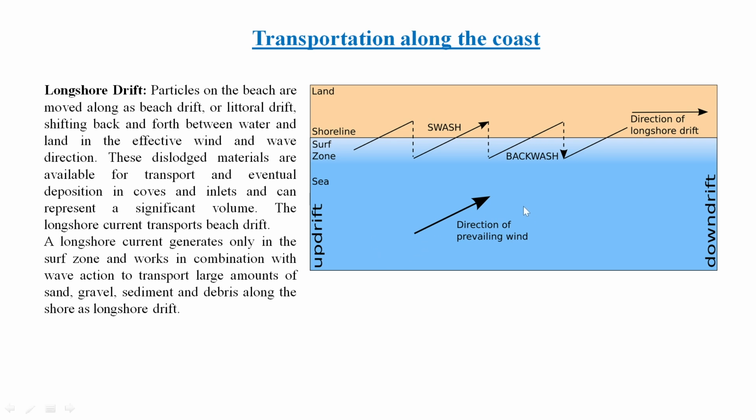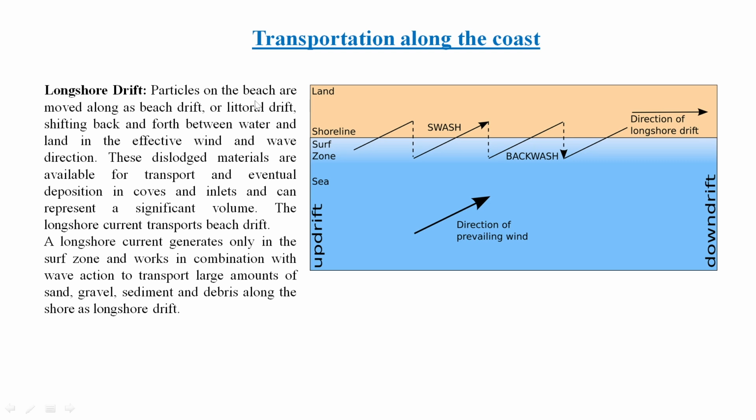If the prevailing wind direction is like this, then obviously the swash mechanism will move parallel to the direction of the wind, and then there will be backwash again towards the sea. Again the swash will move in the direction parallel to the prevailing wind. If the direction of the prevailing wind is exactly orthogonal or perpendicular to the shoreline, only in that case swash and backwash will go on continuously in a straight line. Other than that, there is always this difference between swash and backwash.